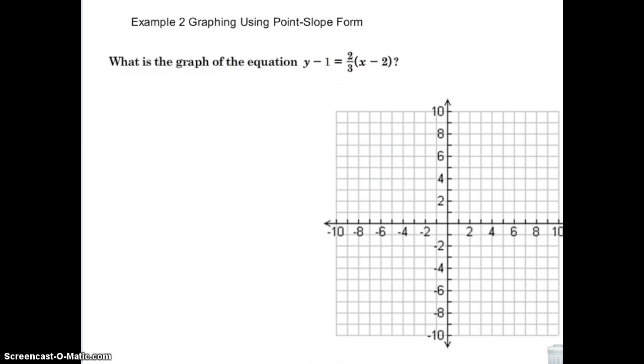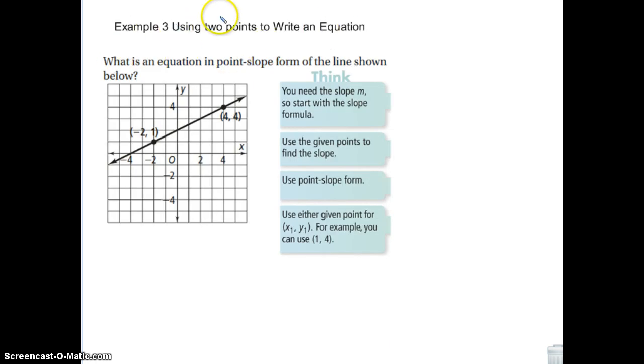So let's go on to example 3, where they're asking us to use 2 points to write an equation. So they give us 2 points here. What is the equation in point slope form of the line shown below? Well, we have this little graphic organizer that tells us what to do. You need the slope first. Okay, so it says start with the slope formula. So y2 minus y1 over x2 minus x1.